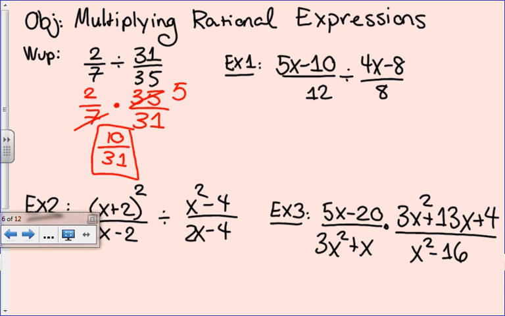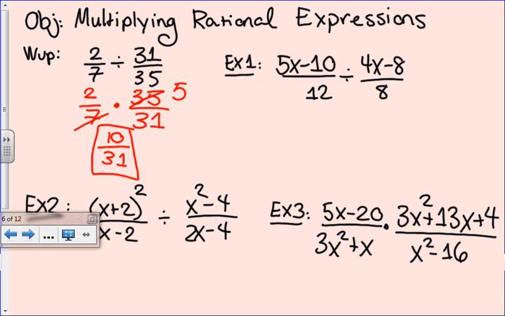And the other thing that I want you to do is if you have a variable on the bottom, you need to tell me what it cannot equal. Your book will not state that. It has to be on the bottom. It's always on the bottom. All right, that's a good question.